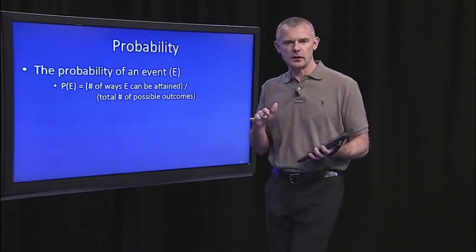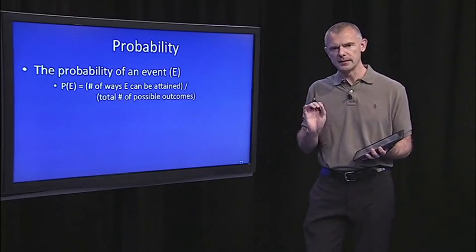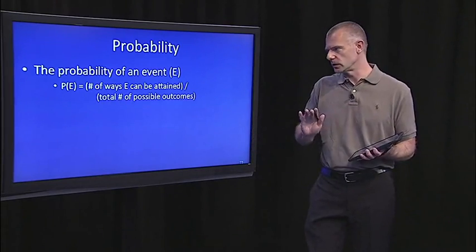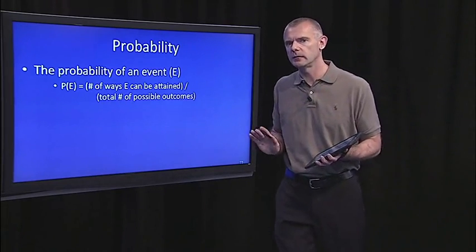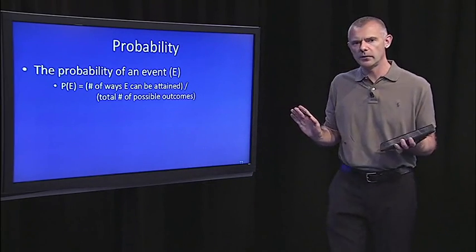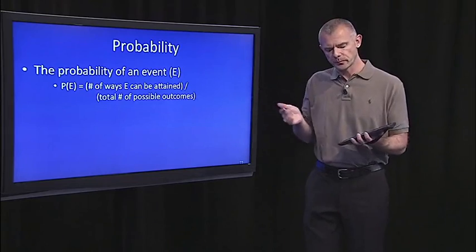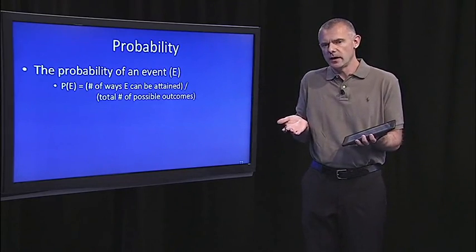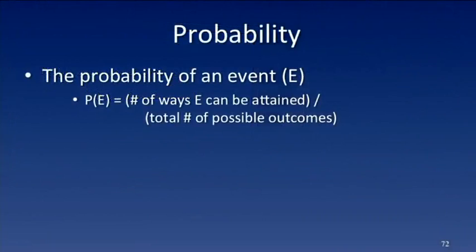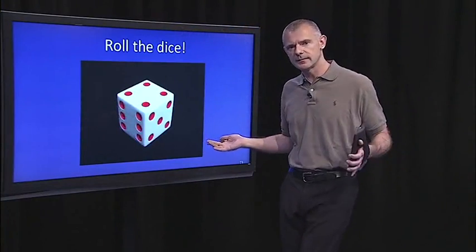I want to introduce the idea of probability here just in a very, very basic way. We're just gonna skim probability theory for now. And let's just look at the probability of an event happening. We could characterize that as P of E. The probability of an event happening is the number of ways that event can be attained divided by the total number of possible outcomes.